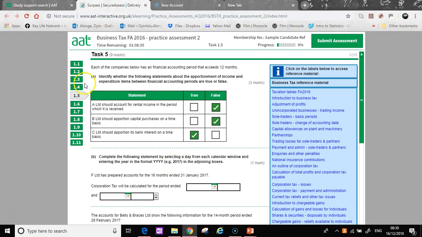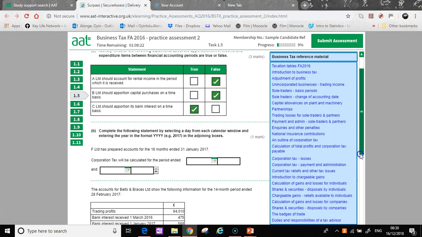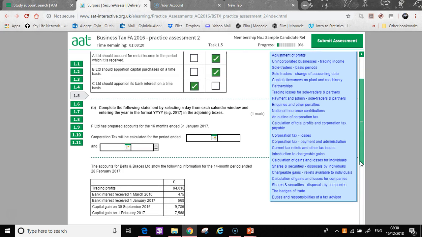Right. Now, we know we're dealing with a company here. Companies can only do 12-month periods, right? You can't have a chargeable accounting period greater than 12 months. We've discussed this a few times. So what do we have in this situation? It says that these people have prepared a 16-month period ending on the 31st of January.